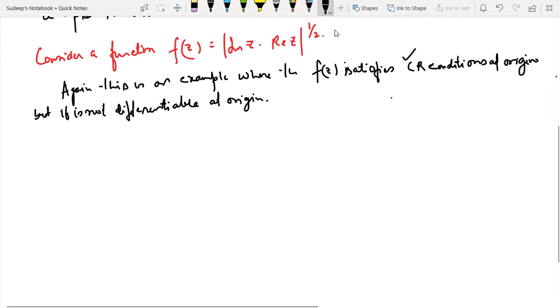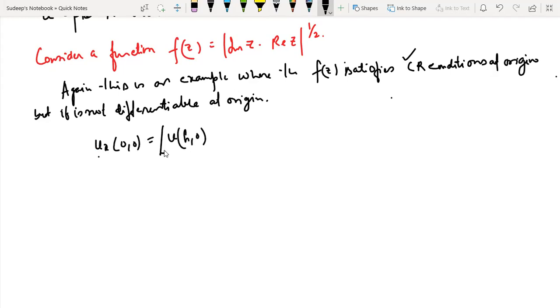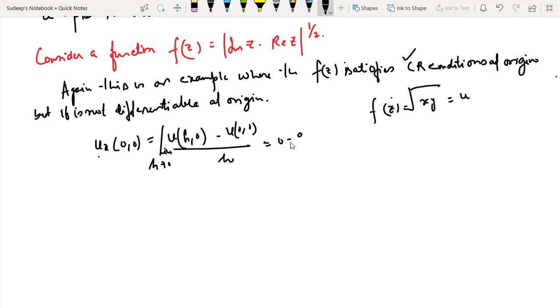So just give me a minute. Okay, so let us first try to find what would be ux. First, let us find ux at (0, 0). It would be equal to the limit as h tends to 0 of u(h, 0) minus u(0, 0) divided by h. And you know that f(z) is simply root of x into y, so clearly this is your u only. So it will be like 0 minus 0 divided by h, and it would be 0 because if y is 0, then this part would be 0.